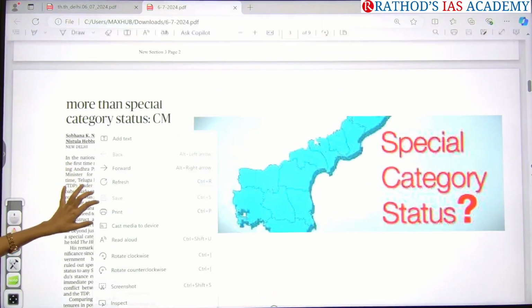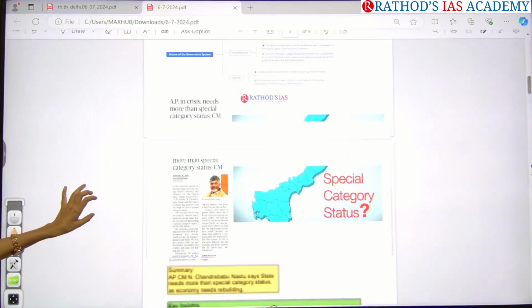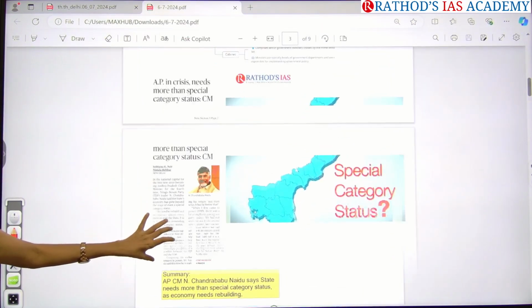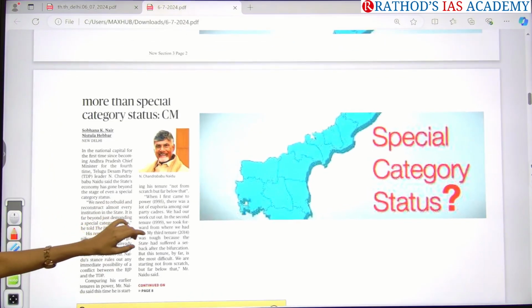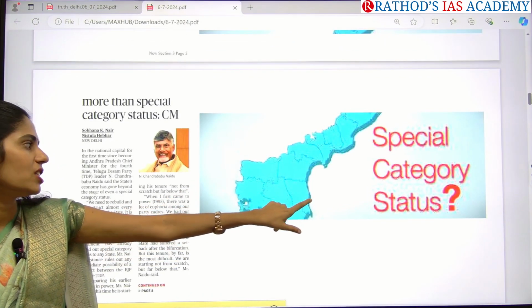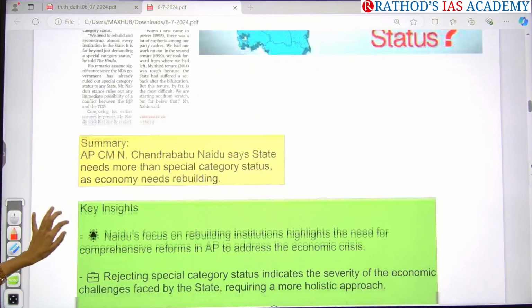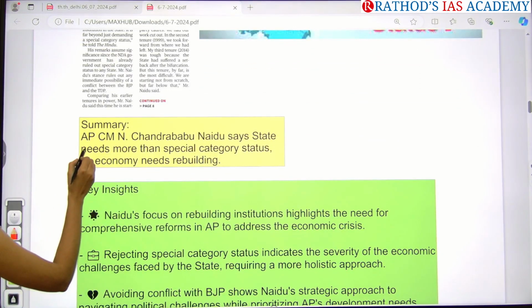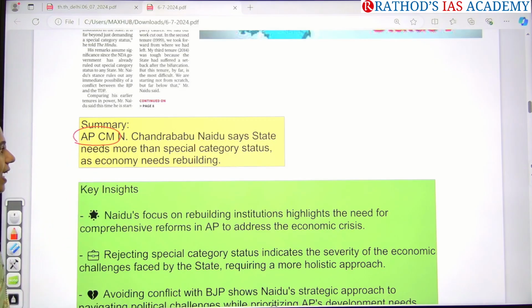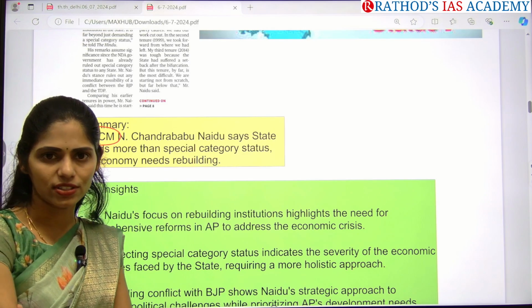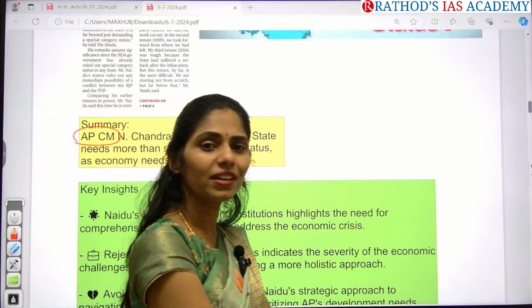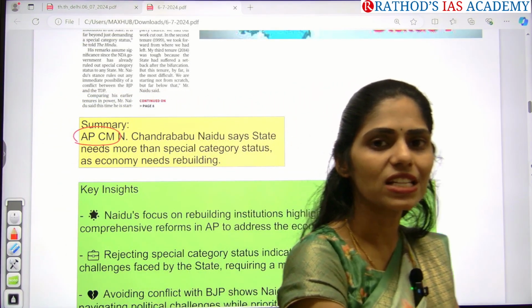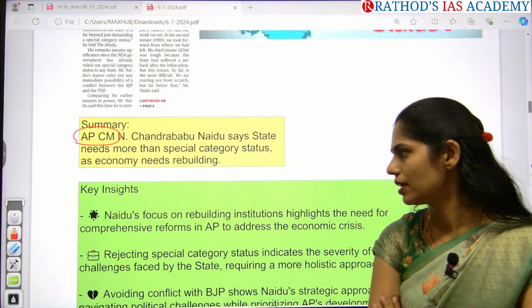Here you can see a map. This map had been cut down in this PDF format. It is talking about the state of AP and the special category status. So what is the summary? Here the AP CM is saying that the state needs more than special category status because it is facing an economic crisis. Because of the state's economic crisis, the CM is demanding more.